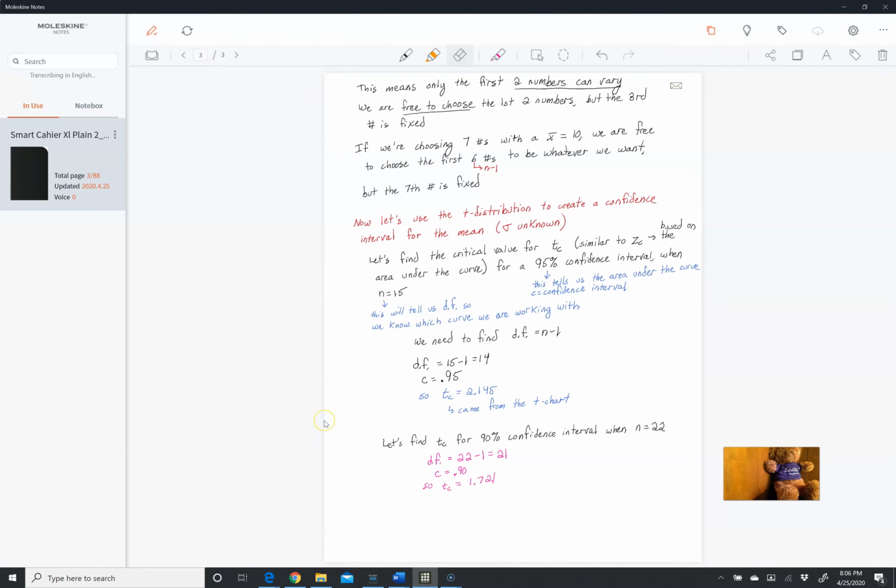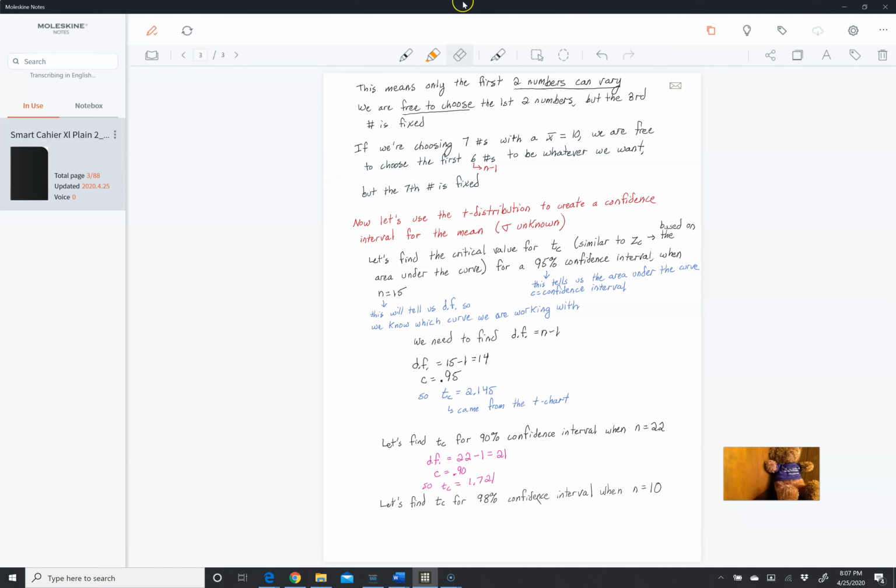Okay, let's do another one. We'll do one more, because we're going to do a lot of these when we're actually doing our calculations. This is just to help you get used to the chart. So now we're going to find our t-value for, let's do 98% confidence interval. And we'll say that our sample size is 10.